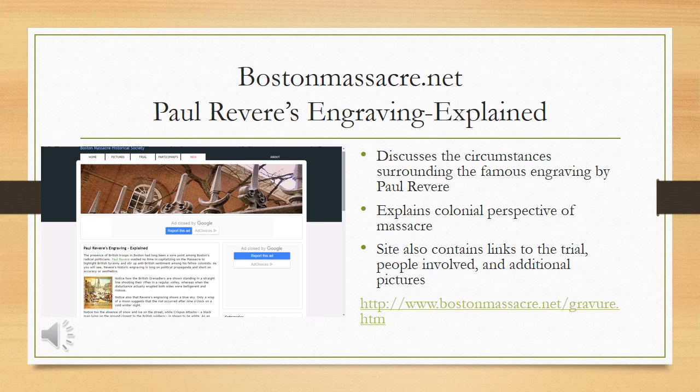It also explains the colonial perspective about the massacre. This site also contains links to the trial that occurred after the massacre, to the people that were involved with the massacre, and to additional pictures and resources surrounding the Boston Massacre.